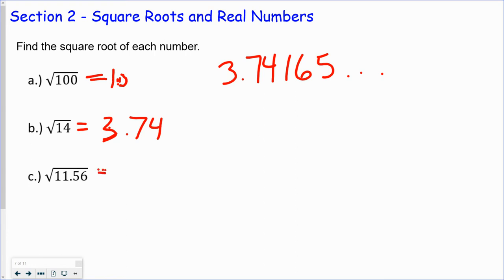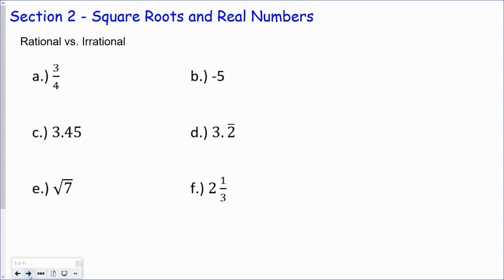And last but not least, the square root of 11 and 56 hundredths. It's nice and easy. 3 and 4 tenths. Cool. Did you get those 3 correct? Let's keep moving with square root.